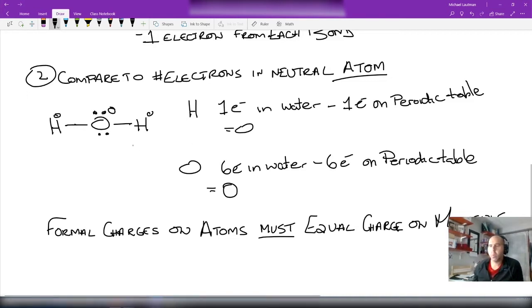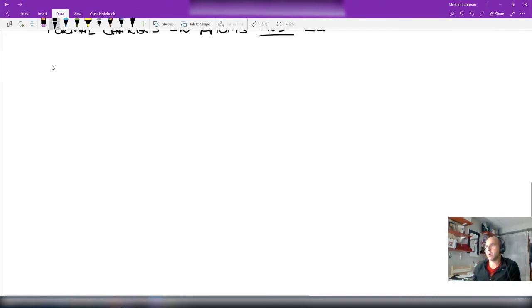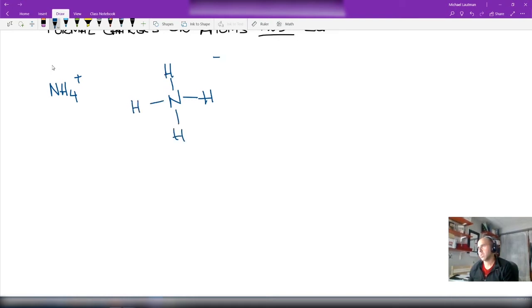So now what we're going to do is we're going to go backwards and look at the case of ammonium. So if I go back to ammonium, ammonium was NH4 plus, and we said that the Lewis diagram from this was 1, 2, just like this.